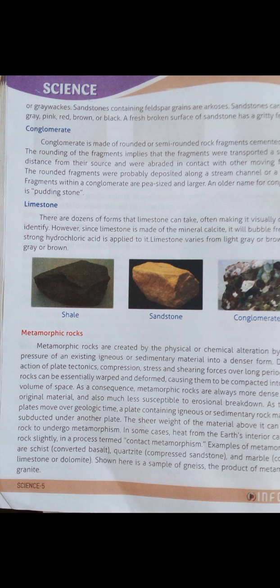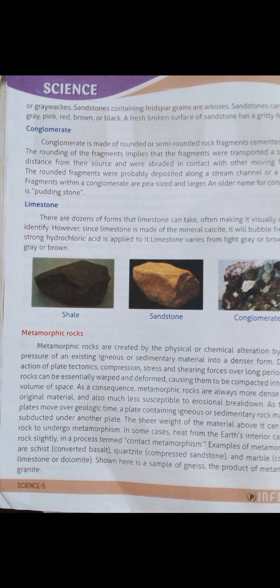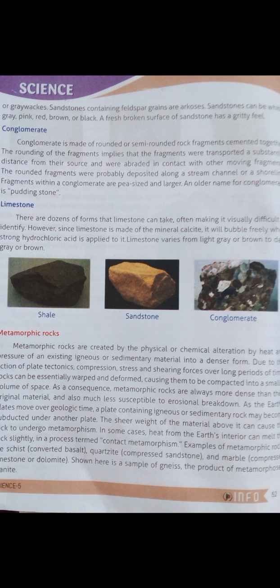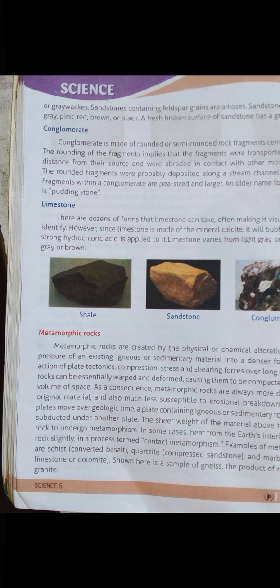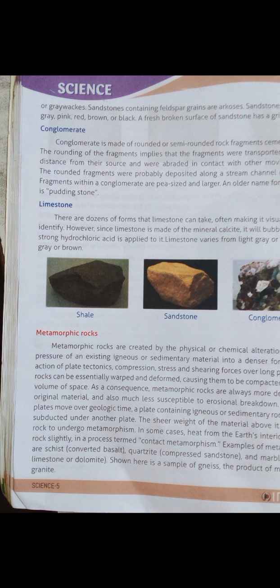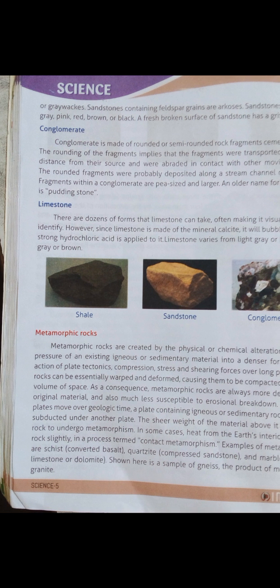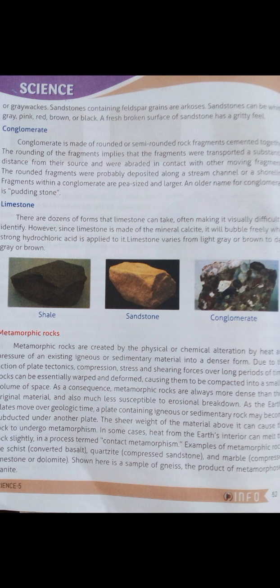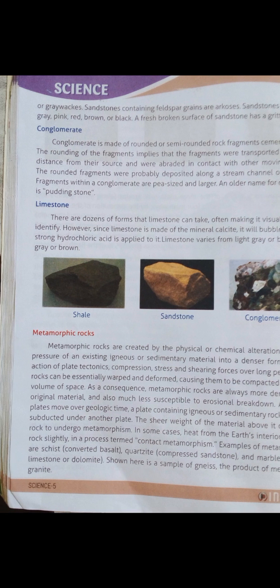Examples of metamorphic rocks: schist, converted basalt, quartzite, compressed sandstone, and marble. Marble is compressed limestone or dolomite. The sample shown here is a sample of gneiss, the product of metamorphosis of granite.